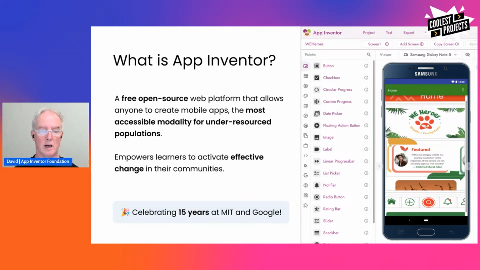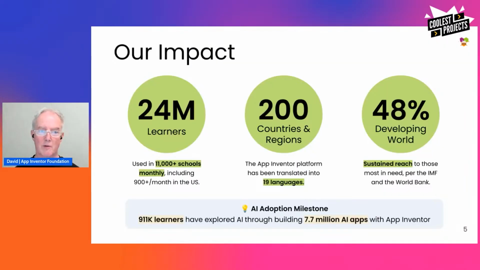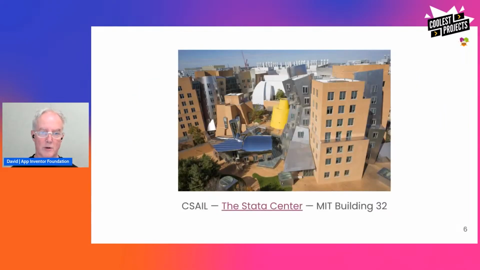We believe in computational action, where people can make apps that activate change in their communities. We have 24 million people using it today, and there have been 11,000 schools every month develop apps with it. So it's used widely throughout the world and in schools and for individuals. It was part of the project at the Computer Science and AI Lab at MIT. I'm speaking to you from the Stata Center, Building 32 in Cambridge, Massachusetts.